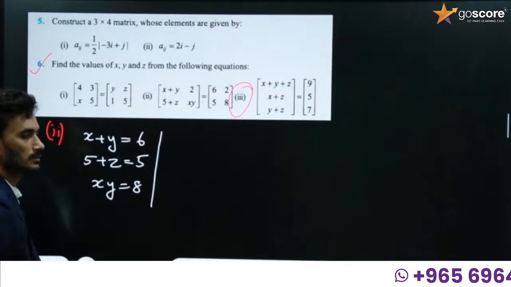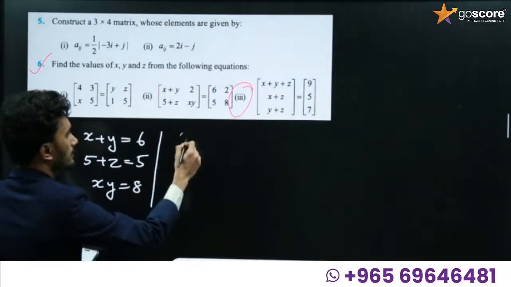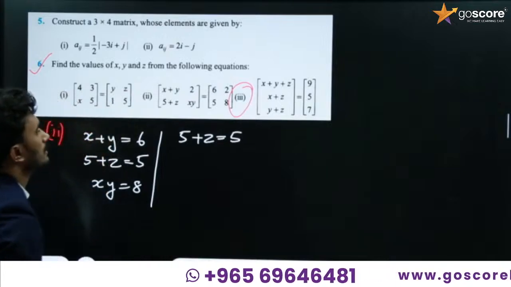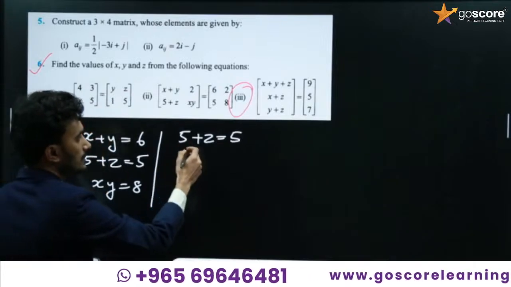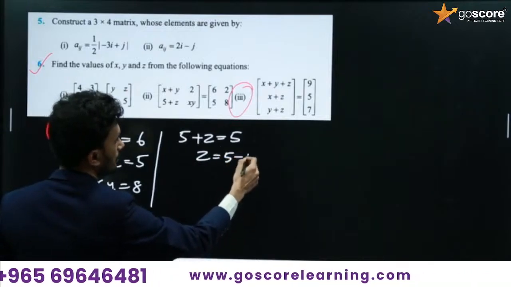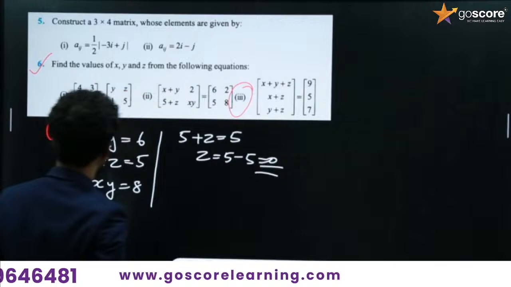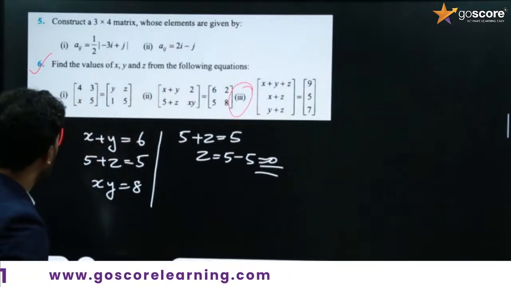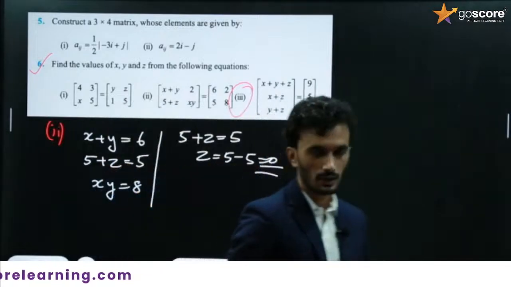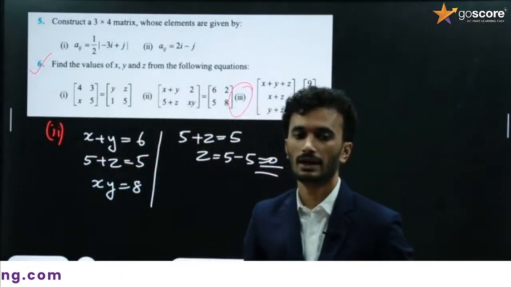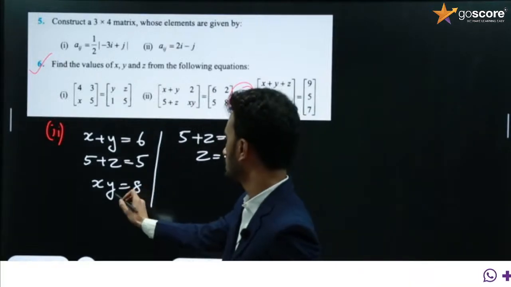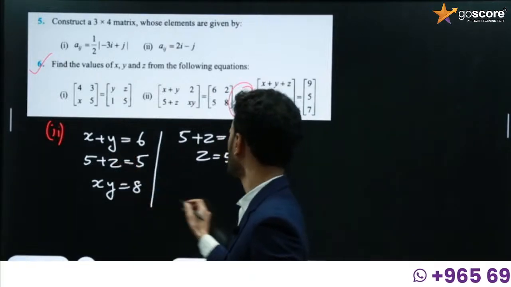So here you can see in both sides there are 5. So 5 plus z is equal to 5. Z is equal to 5 minus 5. Z is equal to 0. Then what will be the value of x and y? How can we find the value of x and y? Simple, substitution method we can use.